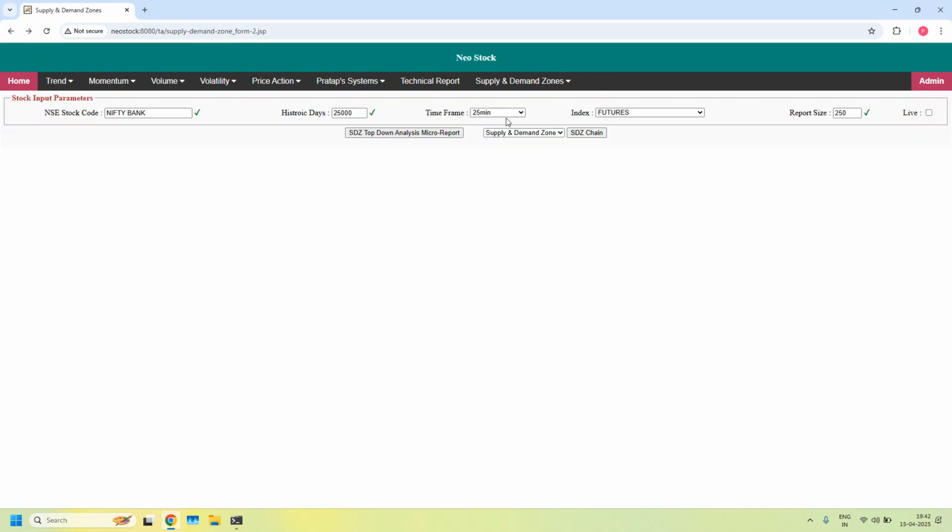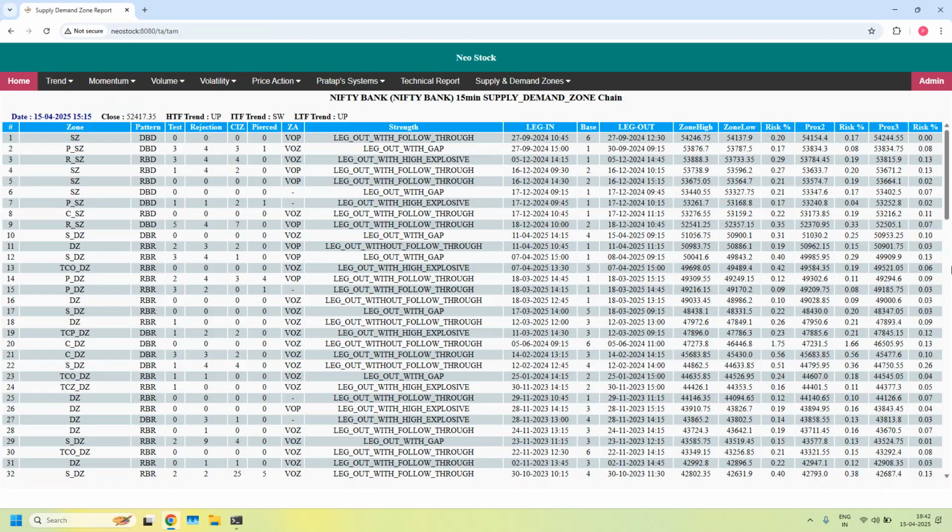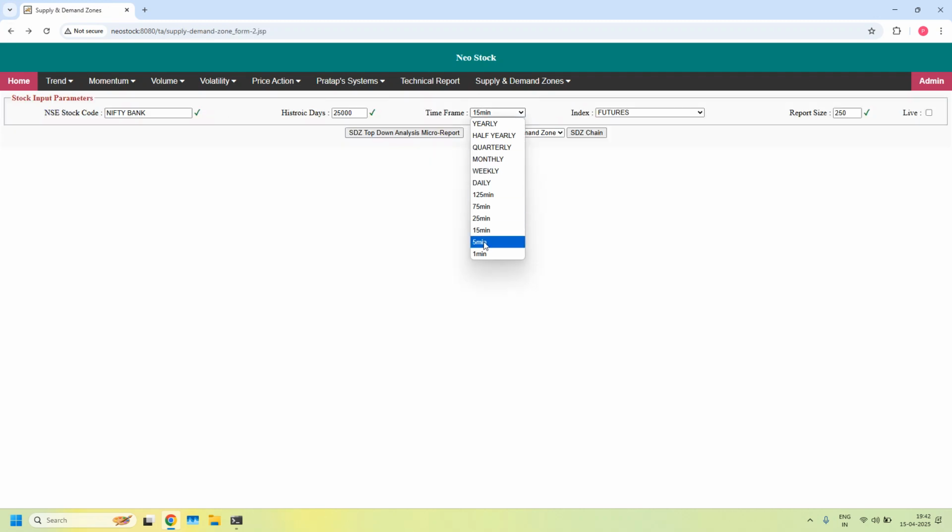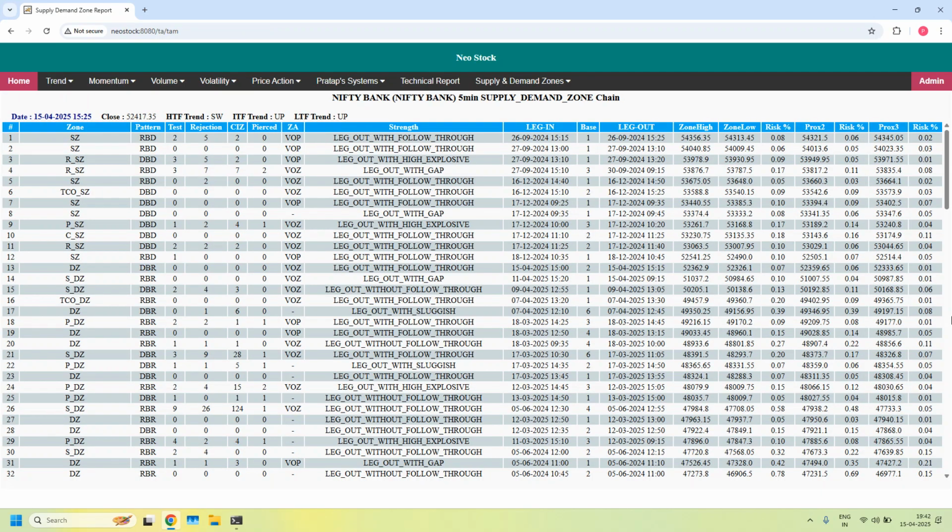Next, generating 15 minutes supply demand zone chain for Bank Nifty. Next, generating 5 minutes supply demand zone chain for Bank Nifty. So this is about Bank Nifty supply demand zone chain. So with this, we have completed both Nifty and Bank Nifty supply demand zone chain reports.